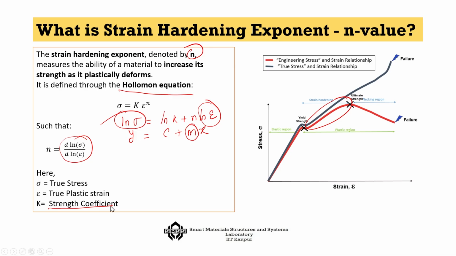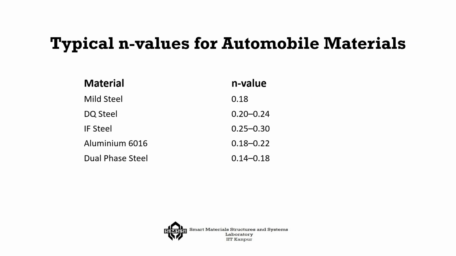So, if we know the stress strain diagram, and if we can get the true stress and true strain plot in a logarithmic scale, we should be able to find out what will be the value of n. And if the slope is more, then you are going to get a better drawing quality of the system. Now, let us look at some of the typical n values for automobile application.